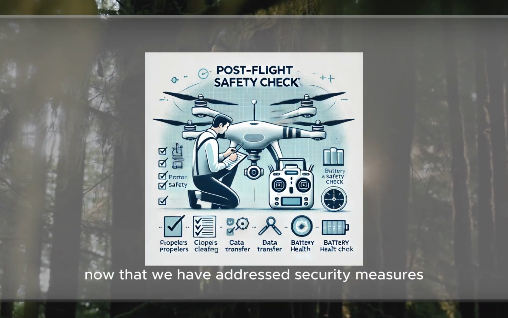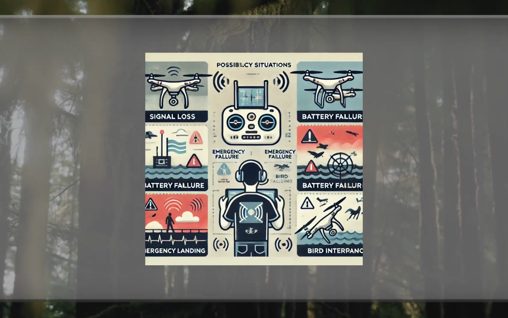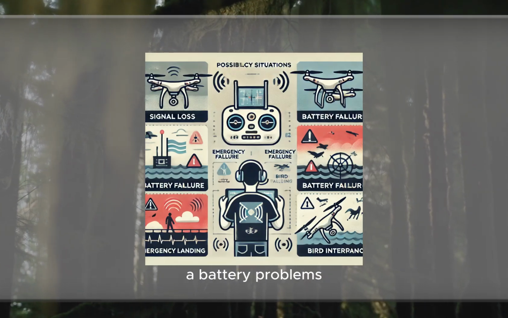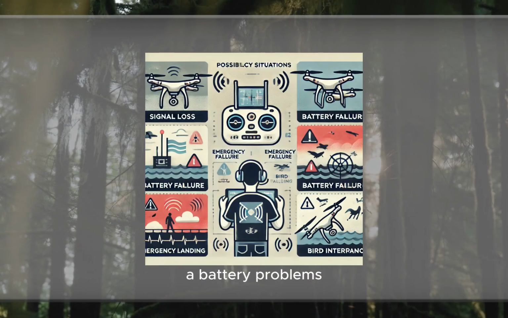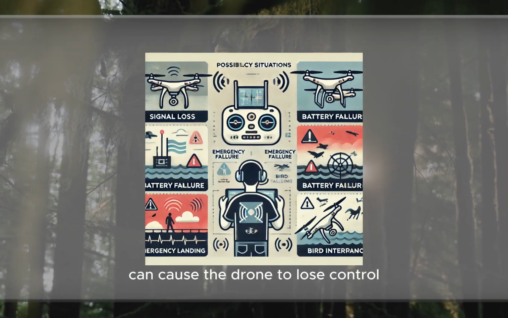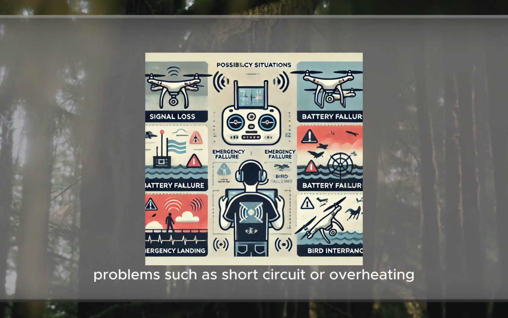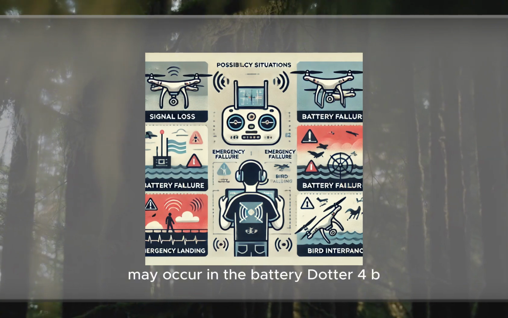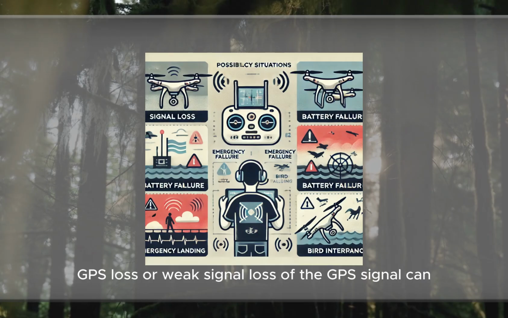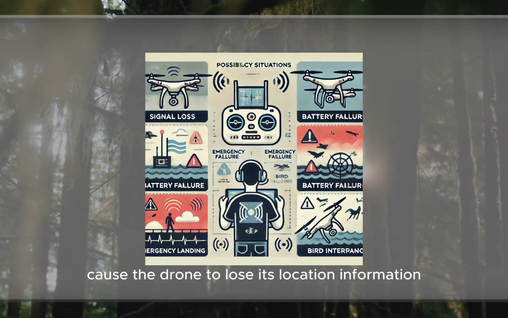Now that we have addressed security measures, we will process emergencies and procedures in order. 1. Possible emergencies encountered in drone flight. A. Battery problems. Low battery: the sudden depletion of the battery can cause the drone to lose control and fall. Battery failure: problems such as short circuit or overheating may occur in the battery.